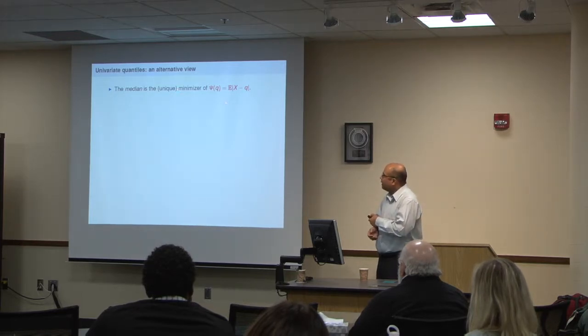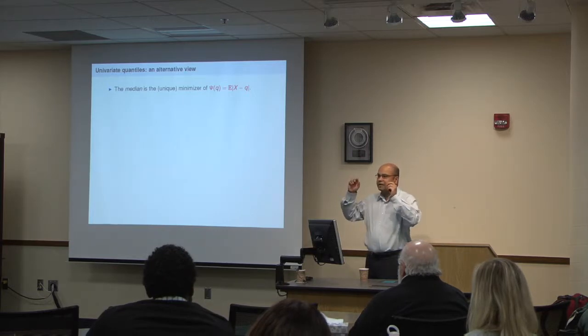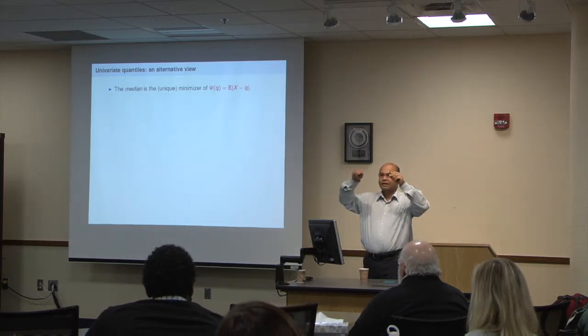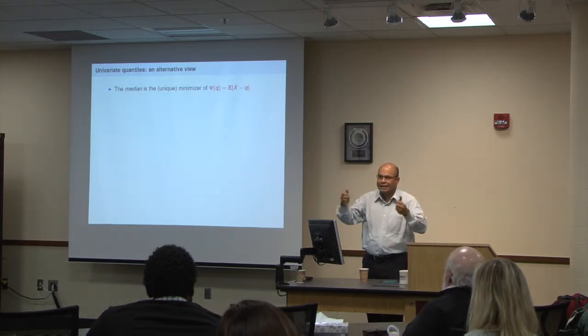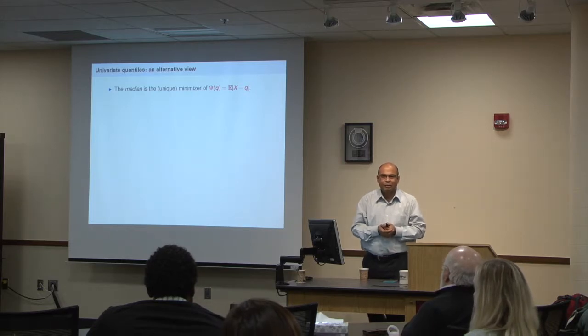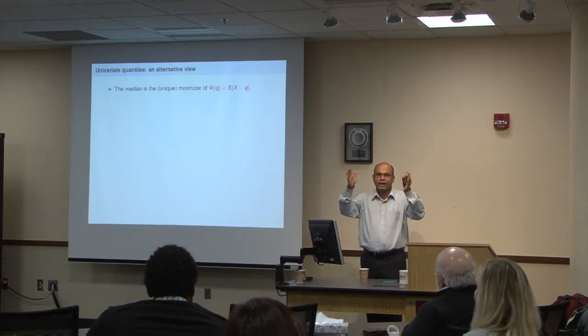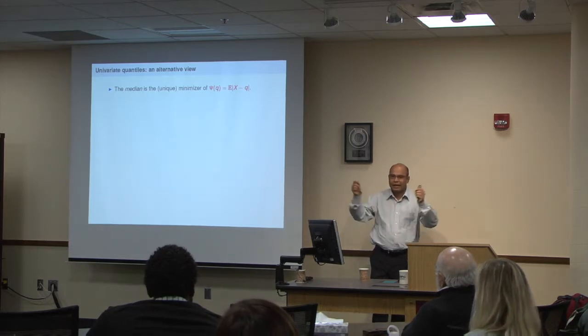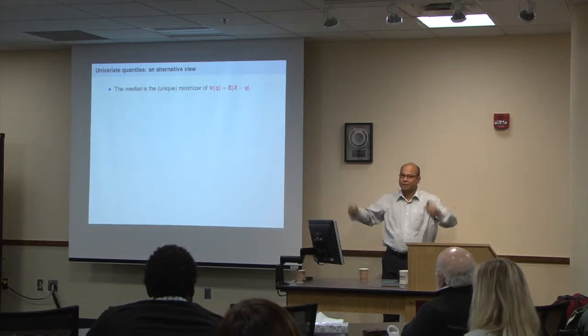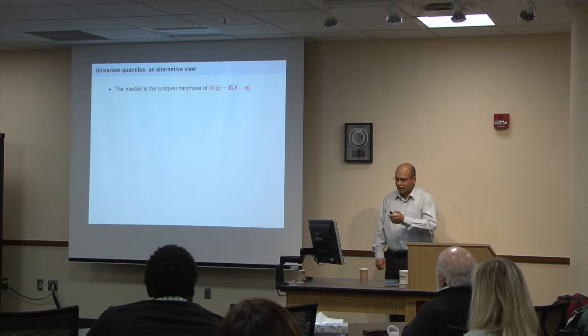A median is actually the minimizer of... so you know what least squares does, right? You take x minus q, square it up, minimize that, that's how you get a mean. How do you get a median? Well, don't square it up, just take the absolute value. That gives you a median. All right? So that gives you the middle point of a bunch of observations. That's something that we knew.